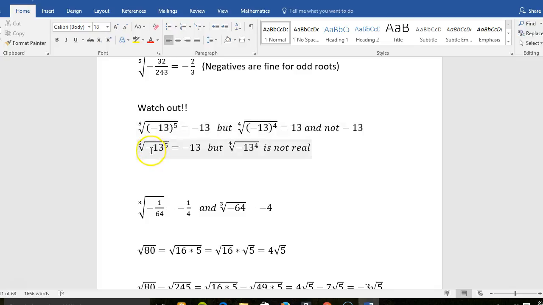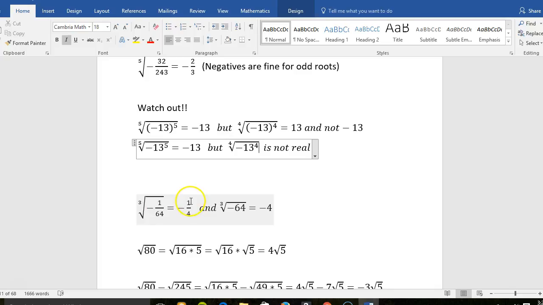Now without the parentheses, watch out for a different reason. This one is still fine. This and this are actually the same. This parenthesis really didn't even matter since it's an odd root and odd power, in particular, just since it's an odd power. However, notice here, we're doing the negative of 13 to the fourth. This would be a negative number in here, but in the reals, we can't do the even root of a negative number. So in the reals, the moral of the story, we can't do an even root of a negative number.